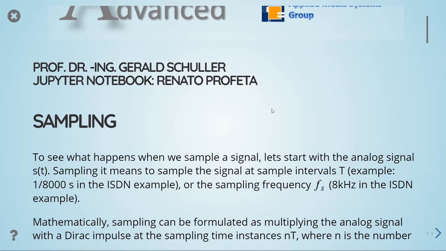To see what happens when we sample a signal, let's start with an analog signal s(t). Sampling it means to sample the signal at sample intervals capital T, or sampling frequency f_s. Let's remember that the sampling frequency f_s is related to the sample intervals by a relation of 1 over T. So the sampling frequency is equal to 1 divided by the sample intervals.